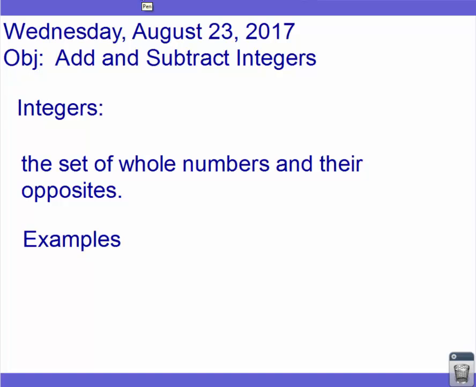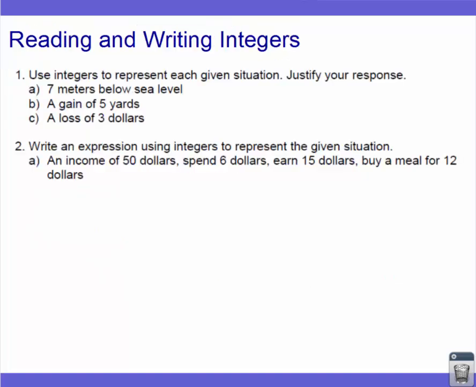So if we were to look at some examples of that, whole numbers are numbers like 4, 5, and 6. The opposites would be -4, -5, and -6, because they are the same distance away from 0, just on the other side of 0. So that's how we define integers. Well, in order for us to begin this lesson, we first need to talk about reading and writing integers.